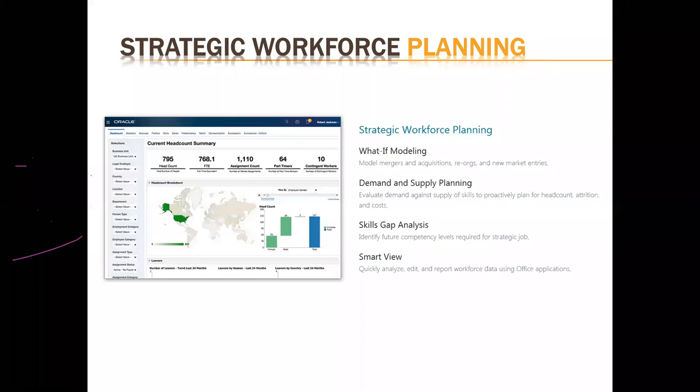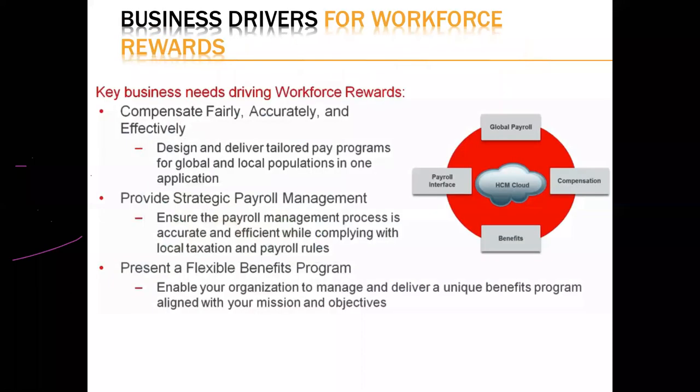And the next one is workforce rewards. If you remember, at the beginning I was showing 5 models to you. One is global human resources, workforce rewards, workforce management, and work life cycle. We have discussed global human resources. Now it is workforce rewards. Workforce rewards is nothing but compensating any employee fairly, accurately, and effectively. That's where we use workforce rewards.